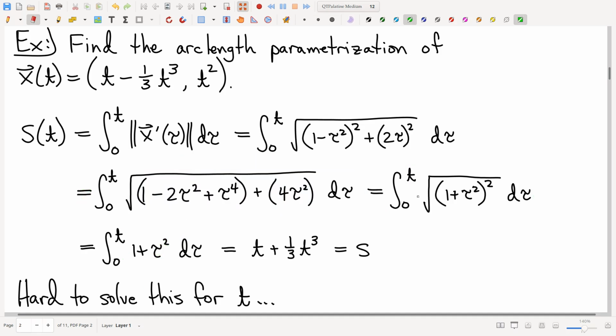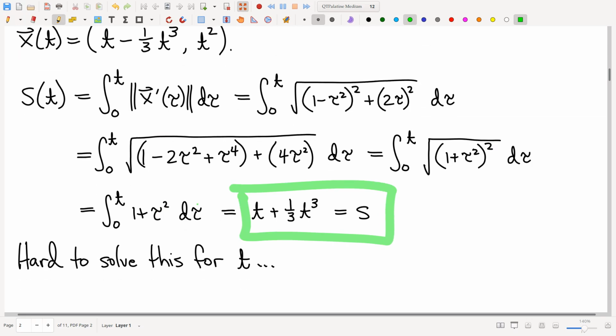And even still, look at that relationship I got. I need to solve for t to do the reparameterization, and I don't know how to do that. So even in the almost best case scenarios, the integrals stink. So anyway, there you go.